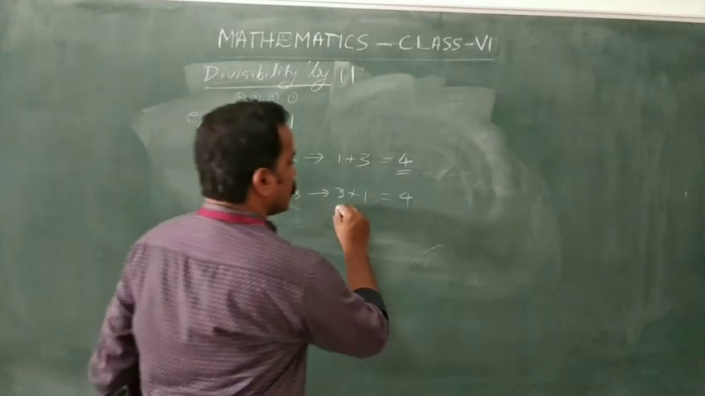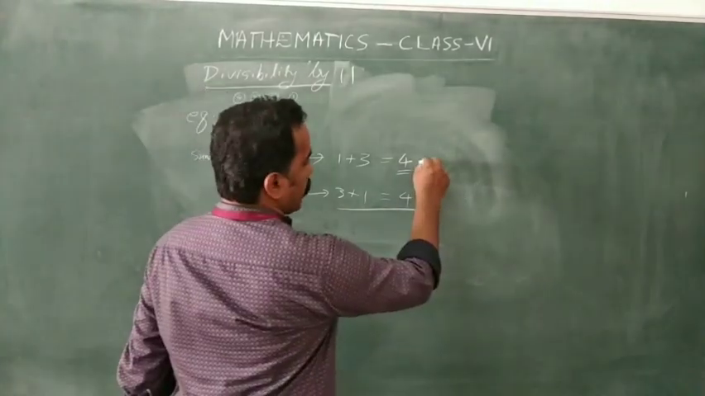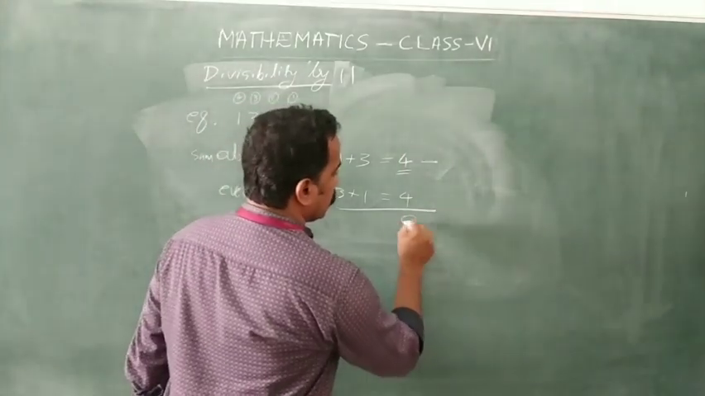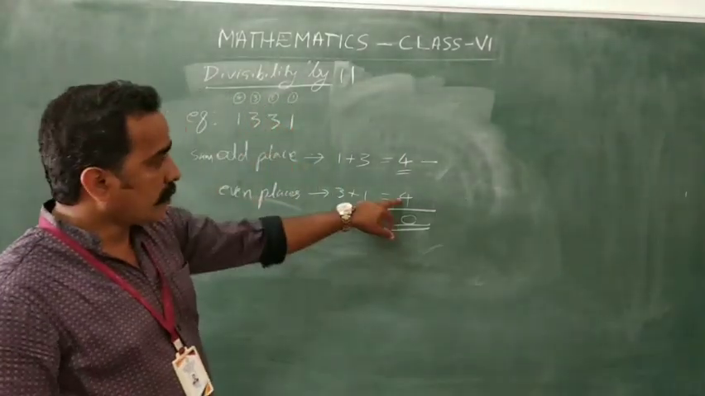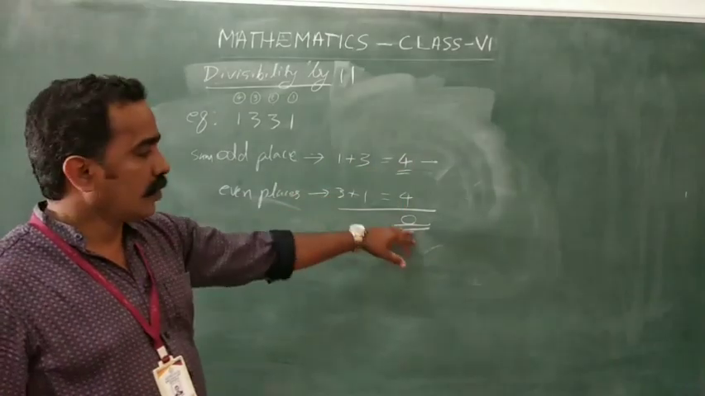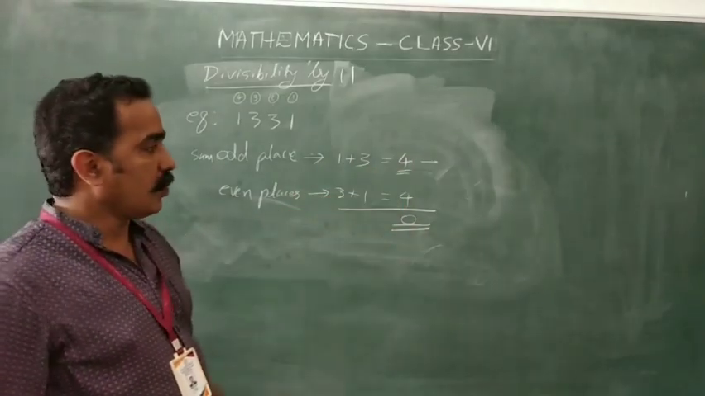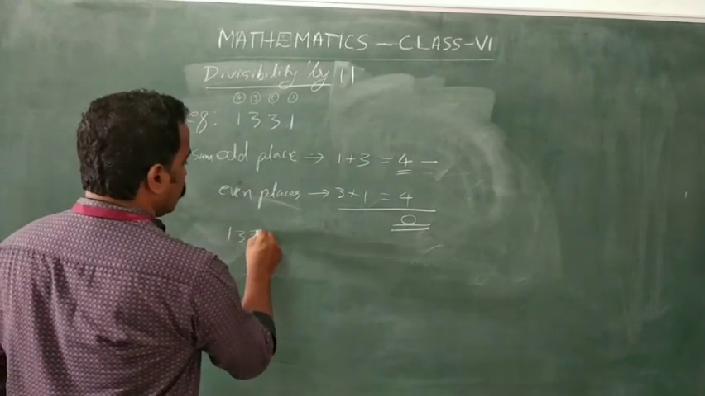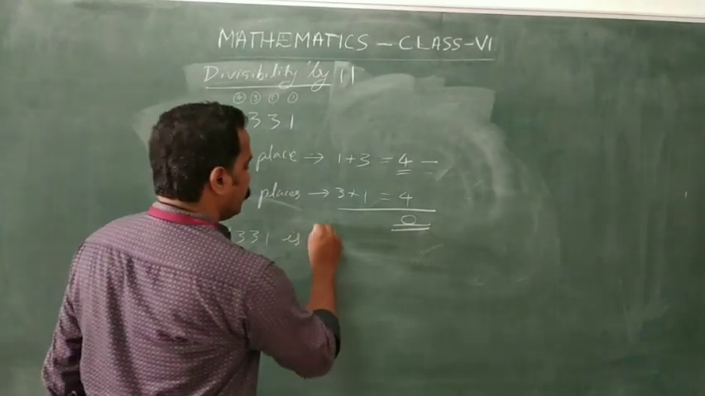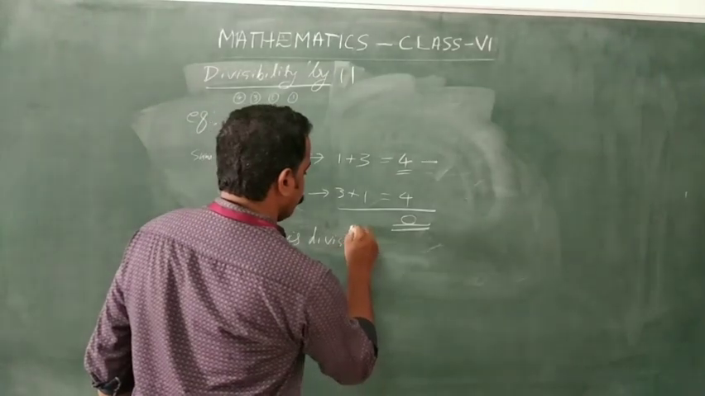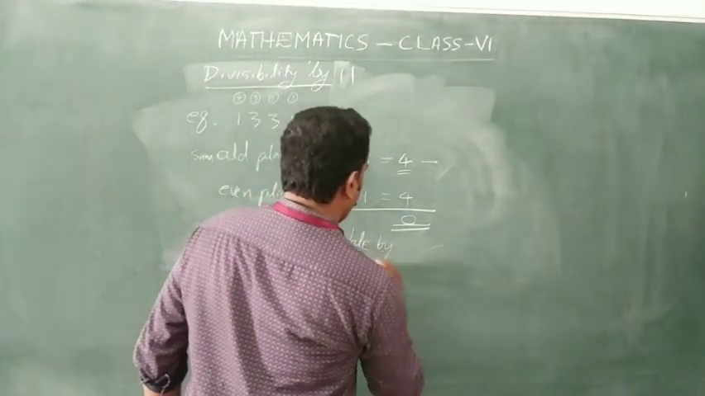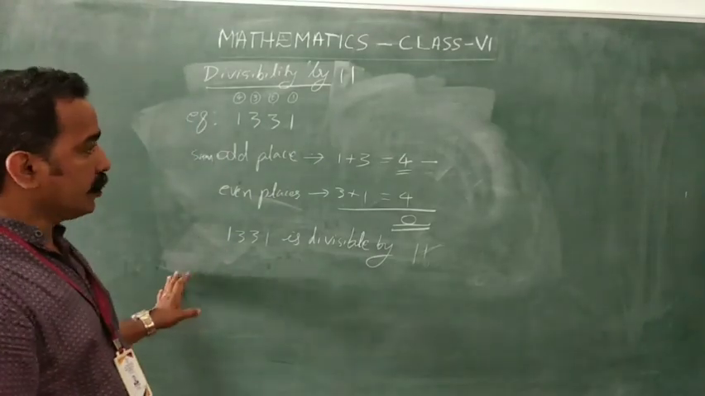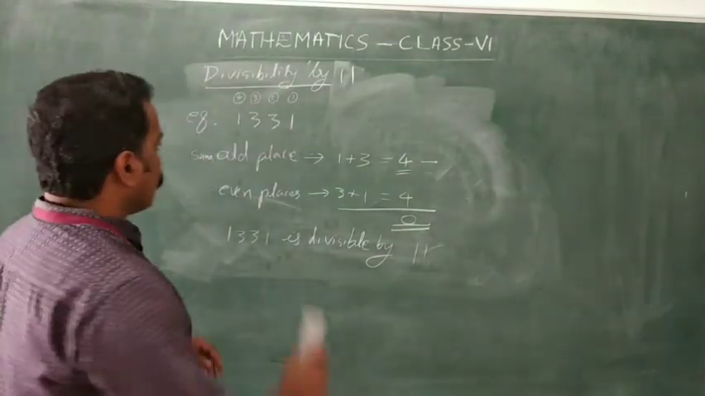Now find the difference. Difference means subtract. You will get 0. If the number is big, then take this minus this. Here it is 0. That means 1331 is divisible by 11. Understood? Check any other number.